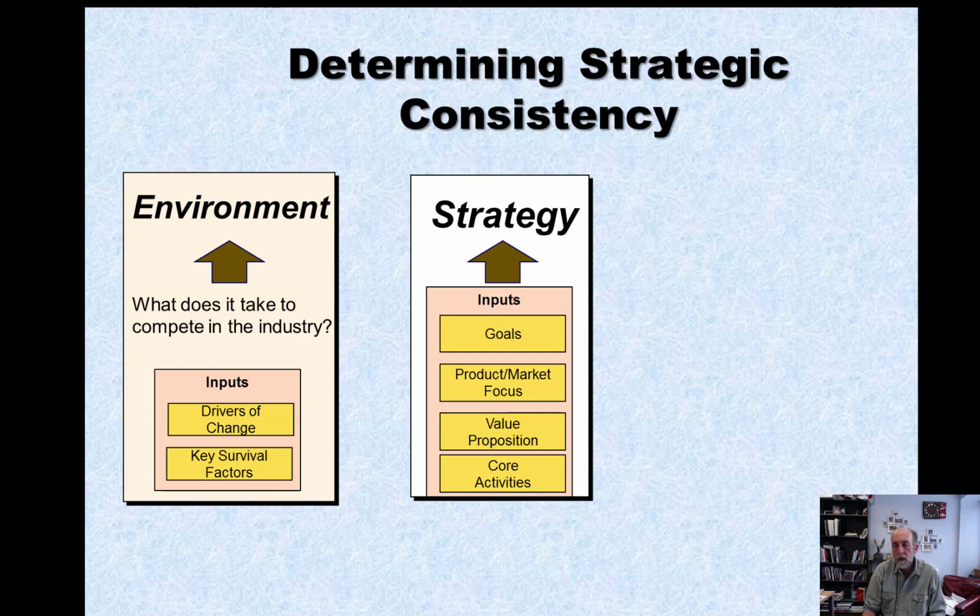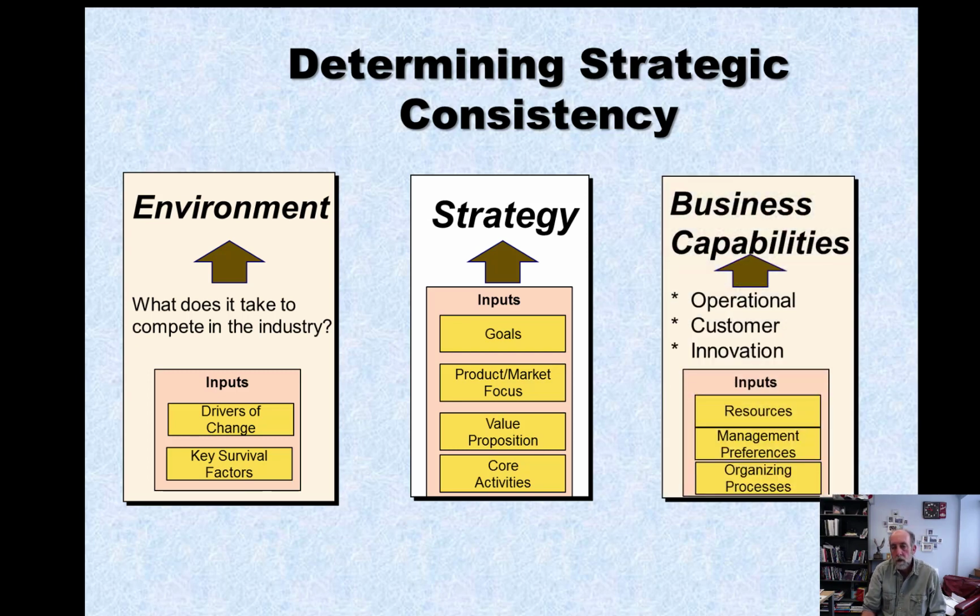In terms of strategy, you want to remember that we're looking at product and market focus, value proposition, and core activities. We're identifying each of those for the firm. And then we're considering business capabilities in the areas of operations, customer, and innovation. And inputs to that would be our resources, our management preferences, and the way we organize.